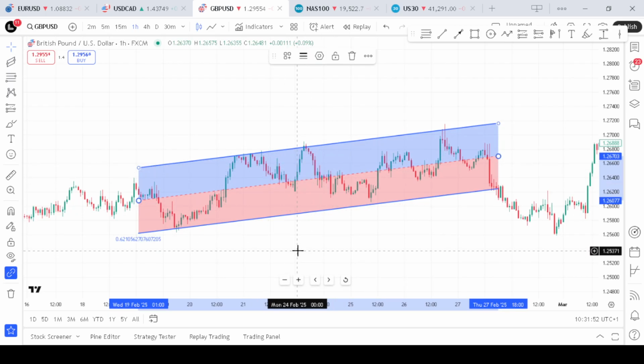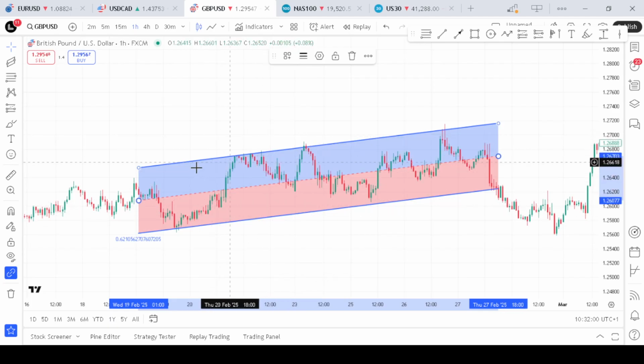Now, as you can see in the chart, the linear regression line cuts through price action, showing the average pathway of price movements. This line can help you quickly identify whether the market is in an uptrend, a downtrend, or a sideways moving market.